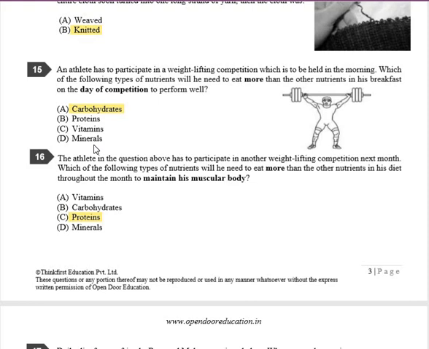Because an athlete needs energy-giving food rather than bodybuilding foods like proteins to perform well in the competition. Food containing carbohydrates is energy-giving food, so he should eat more carbohydrates than proteins or vitamins and minerals. So 15A, that will be the carbohydrate.